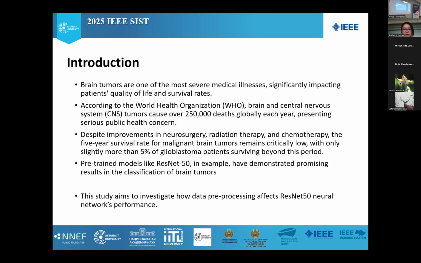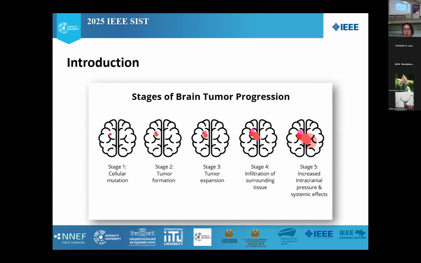Central to our study is the examination of data augmentation techniques and their effectiveness in enhancing the performance of deep learning models. So here you can see the stages of brain tumor progression. As you can see, it affects the brain and nervous system very greatly, and can be the cause of different symptoms, including headaches, seizures, etc.